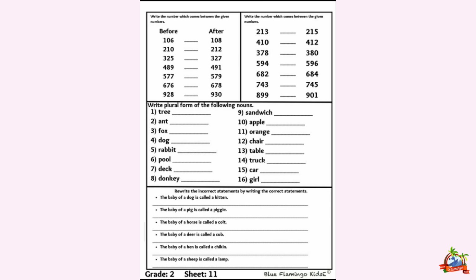So this was all about today's sheet. In first question we have learned about what comes between in maths, plural form in English, and in EVS we have learned about babies and animals and their young ones. Animals and their babies. Okay, so I hope you all have understood this sheet very well.